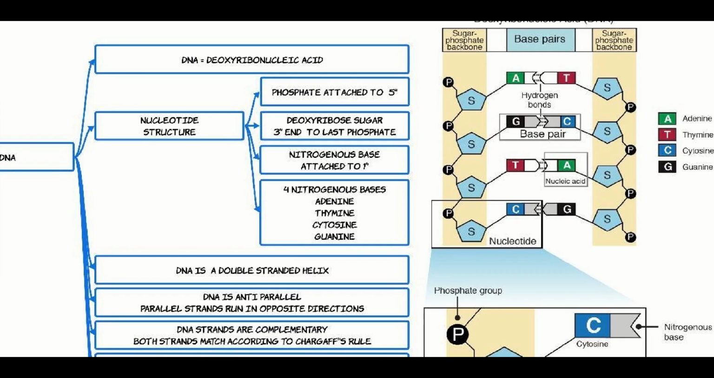DNA is deoxyribonucleic acid, and it's found in the nucleus of cells. DNA is composed of nucleotides, and nucleotides have a particular structure. They have a phosphate at the 5' end of the sugar. The sugar is a pentose sugar of deoxyribose, and the 3' end connects to the previous phosphate. A nitrogenous base is attached to the 1' carbon in the sugar. There are 4 types of nitrogenous base: adenine, thymine, cytosine, and guanine. And it has the structure as seen on the right-hand side.